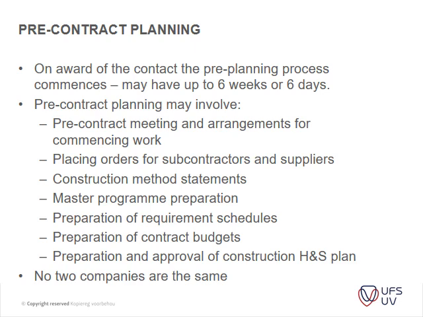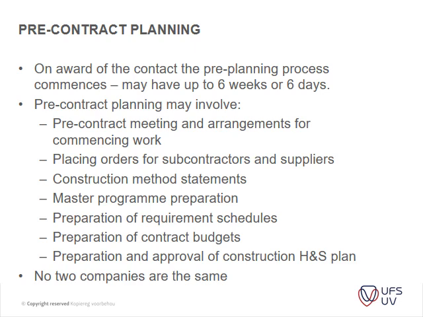The pre-contract planning process commences. It may take up to 6 weeks or 6 days, depending on how quickly the client wants the contractor on site. The pre-contract planning may involve the pre-contract meeting and arrangements for commencing work, and then placing orders for subcontractors and suppliers, construction method statements, and then the master program, preparation of the required schedules, preparation of the contract budgets, and then the preparation and approval of the construction health and safety plan.